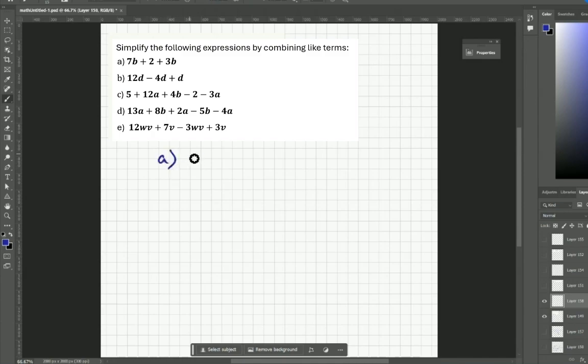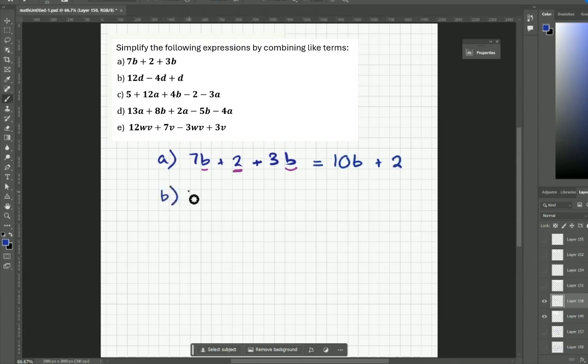Let's look at A. We have 7b plus 2 plus 3b. The first stage is to identify if we have some like terms that we can simplify. We don't have any additional constants, so we can't do anything about the 2. And if you remember, a constant is just a term that doesn't have a pronumeral or a letter. But we do have 7b and 3b, and they're both like terms. Now if we have 7 groups of b and 3 groups of b, that's just going to be 10 groups of b plus our remaining constant at the end.